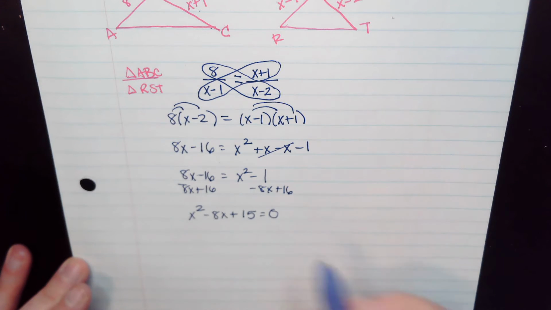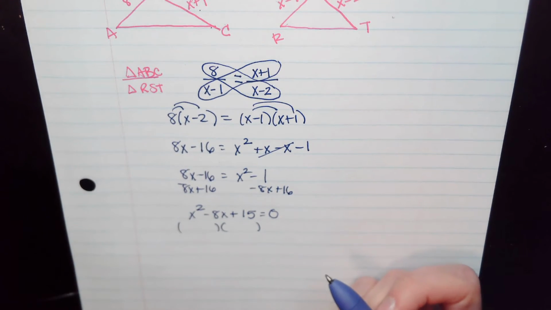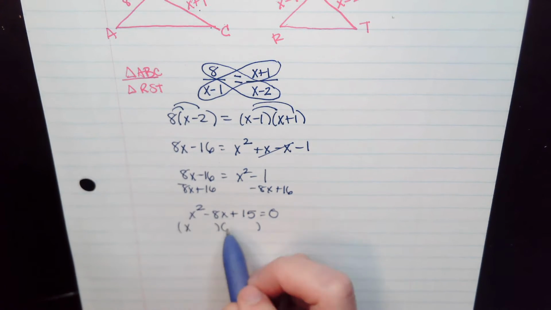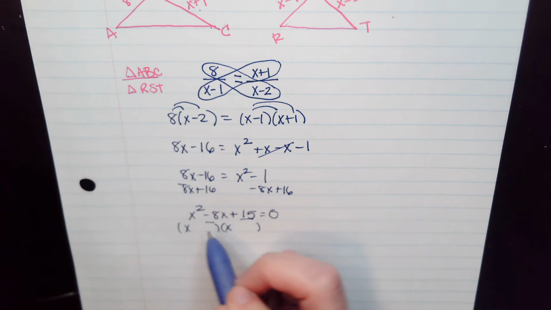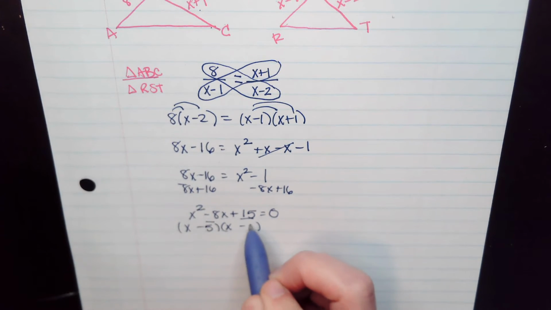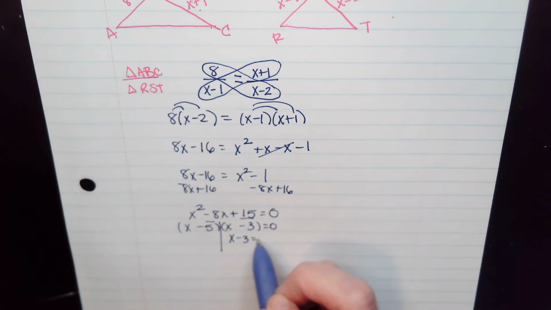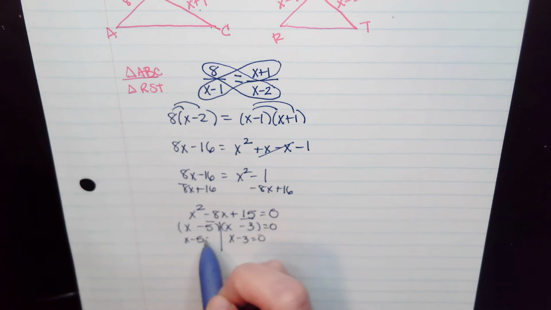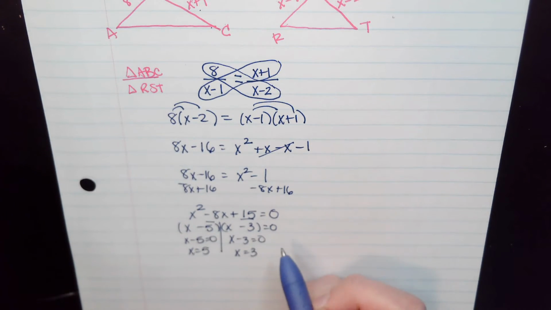Now with this trinomial, I can go ahead and factor it. Since there's a 1 in the front, I don't need to use P's and C's. You can, but you don't have to. I'm going to go straight to guess and check. So I need two numbers that multiply to 15 that add to -8, which is -5 and -3. Draw my line, set each of those equal to 0, and I get x equals 5 and x equals 3.